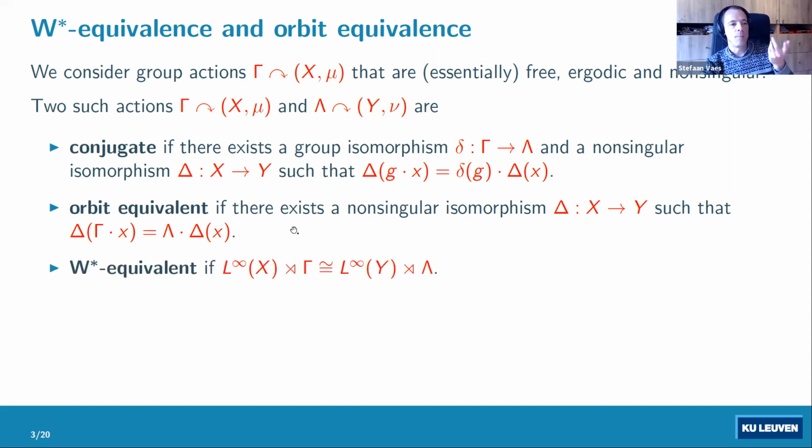And then finally, W* equivalence of the actions is by definition isomorphism of the crossed product von Neumann algebras. So this is yet another, an even weaker notion of equivalence of the two actions.